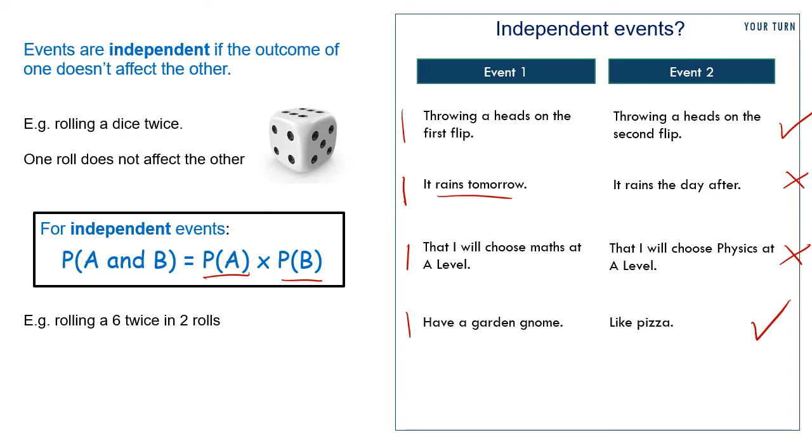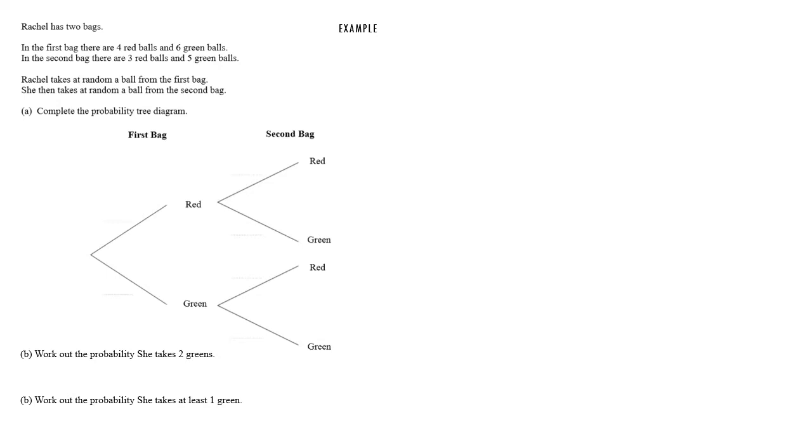For example, the probability of rolling a 6 twice in 2 rolls. Rolling a 6 in 1 roll is a 1 in 6 probability, so rolling it again would be a 1 in 6 probability. That gives us a 1 in 36 chance of a 6 twice in 2 rolls. On this example here, you can see this probability tree, and that's a brilliant way to set out problems like this.